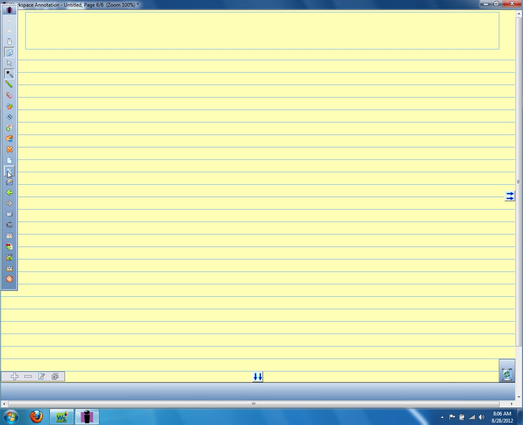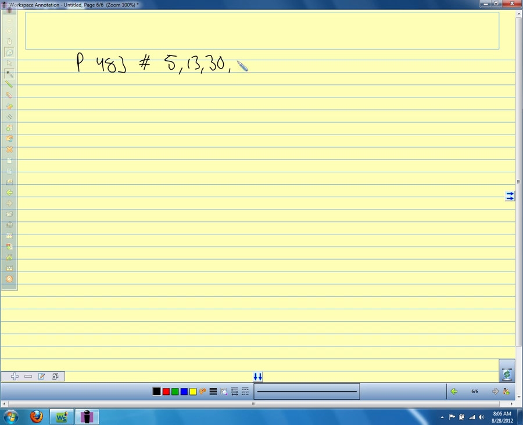All right, so page 483. And I want to look at something because I have these last three, for some reason I have them marked. So let me figure out why I have them marked.